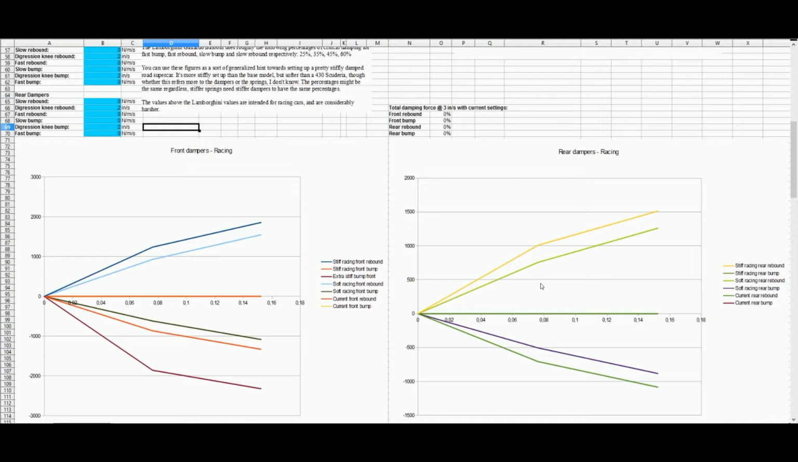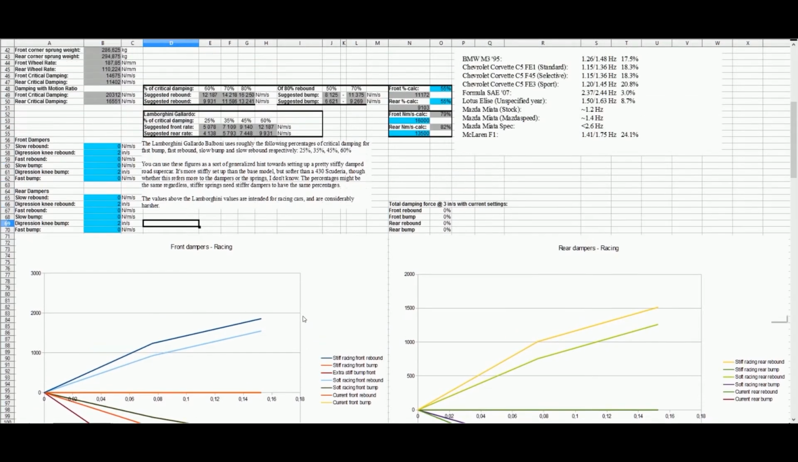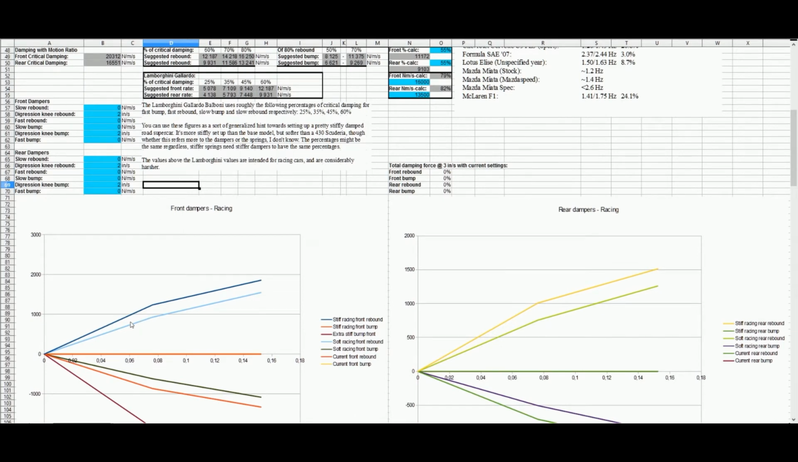And at the rear we have the same sort of thing. This is the curve for the stiff racing rear rebound, and the green one is the softer racing rear rebound, and the purple line here is the softer racing rear bump, and the darker green line is the stiff racing rear bump.